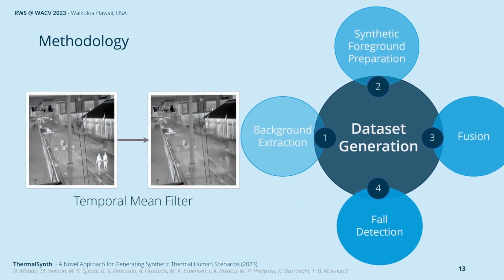When it comes to the background extraction step, this is most probably the easiest step in this entire pipeline, because all we do is apply a temporal mean filter on all the videos that we have at hand in order to remove the moving objects from the scene to be able to retain the background frames only.